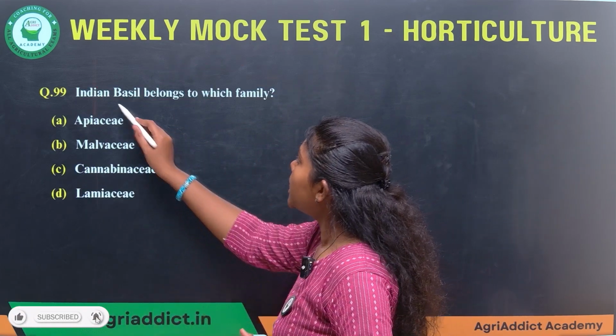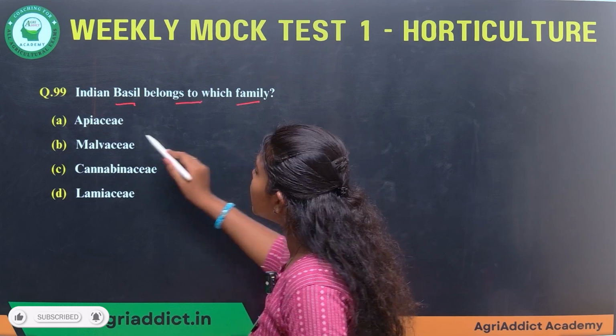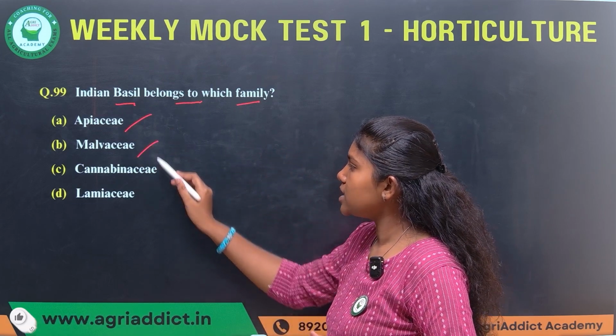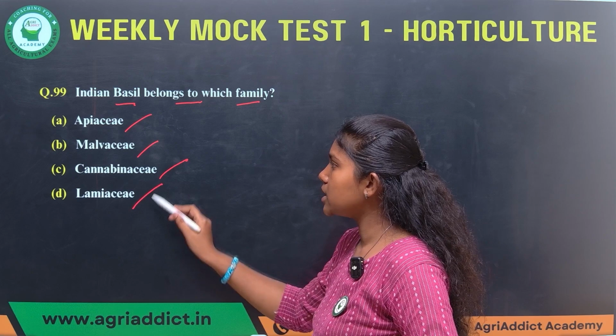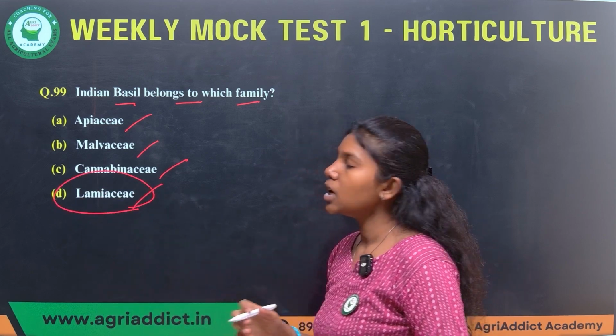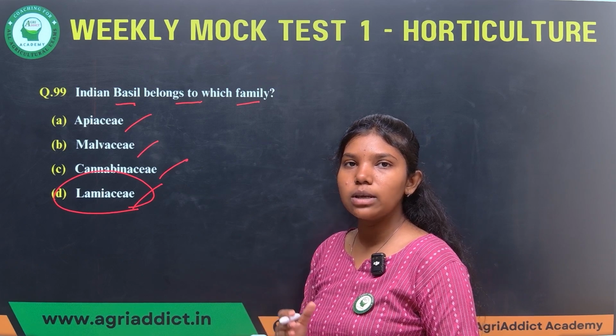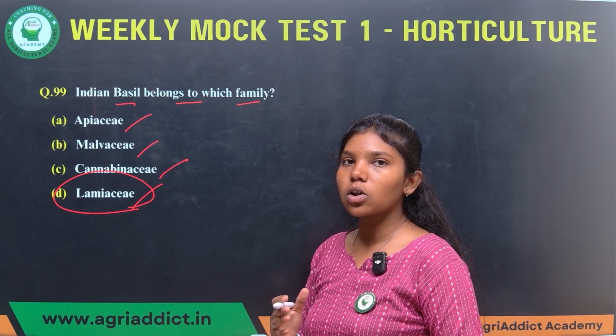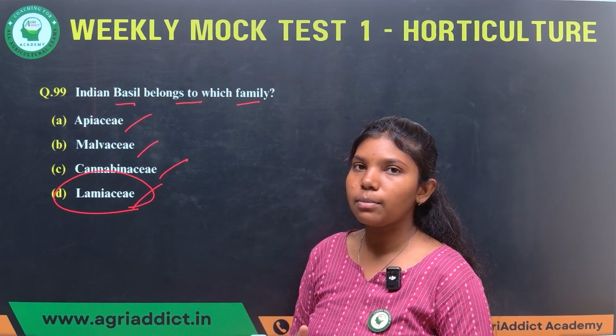Okay. Indian basil belongs to which family? Apiaceae, Malvaceae, Cannabinaceae, Lamiaceae. The answer for this question is Lamiaceae. Indian basil is commonly known as holy basil or tulsi. Hope you all are aware of it. It belongs to the family Lamiaceae.